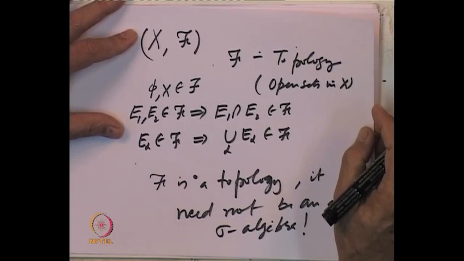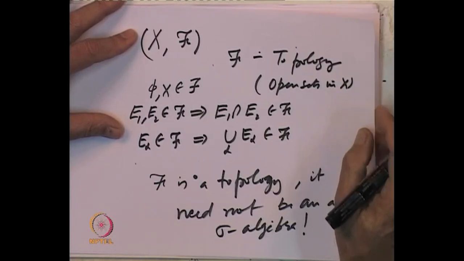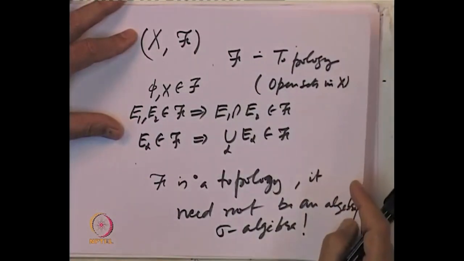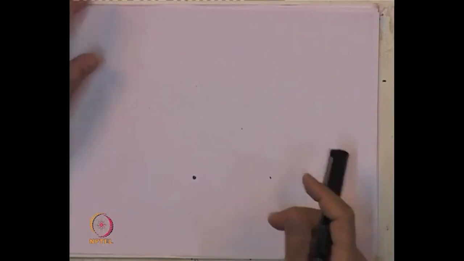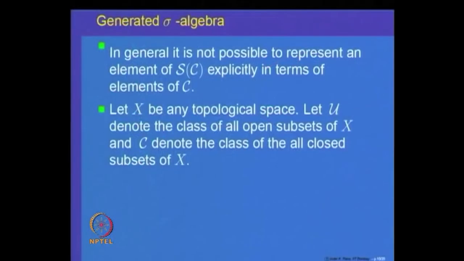So, let us look at a topological space X with topology F. F need not be a sigma algebra. So, the question is, can we generate the sigma algebra given by this topology? And the answer is yes. So, let us look at the collection of all open sets in this topological space, and the collection of all closed subsets in the topological space. We can generate the sigma algebra given by all open sets, and we can also generate a sigma algebra by all the closed subsets of the topological space. So, the question arises, is there any relation between these two sigma algebras?